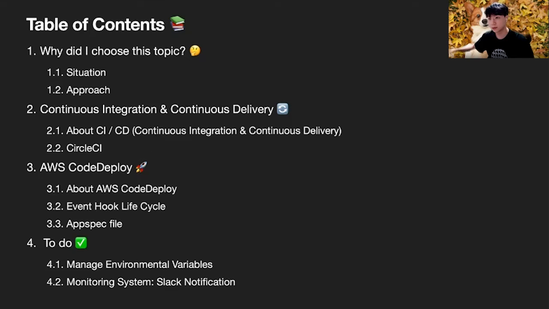in my project. Third, I will introduce AWS CodeDeploy, the advantages of using it, and its process with the event hook lifecycle and the appspec file to implement the flow. Lastly, I will introduce what I will do later, like managing environment variables with IAM in AWS, which stands for Identity and Access Management, and SSM, Systems Manager in AWS, and also building a monitoring system to alert Slack, to notify about the status of the deployments. So yeah, this is the table of contents.